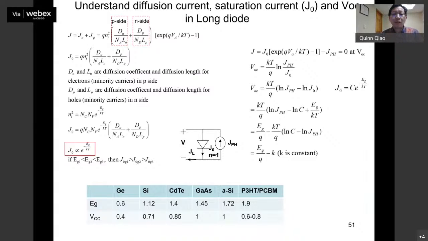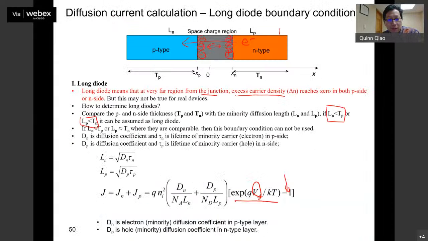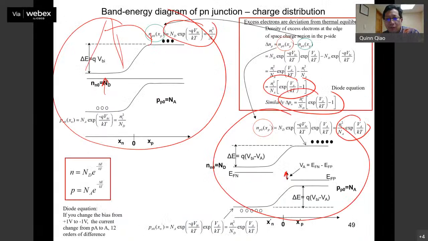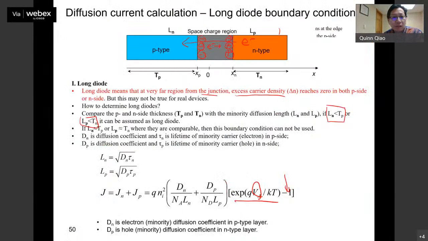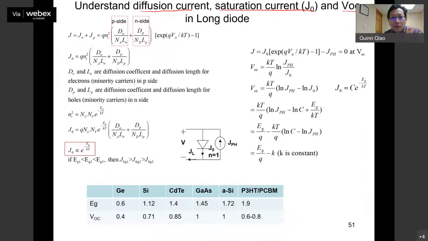Okay, we understand the diffusion current, saturation current, J0, and also VOC. We have a lot to talk about VOC. Let me go back. We did not talk about VOC. Okay, VOC basically is what? Basically it is the EFN minus EFP, right? That's okay. We're going to talk about VOC here, okay?